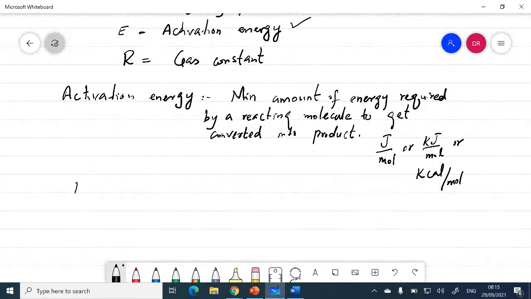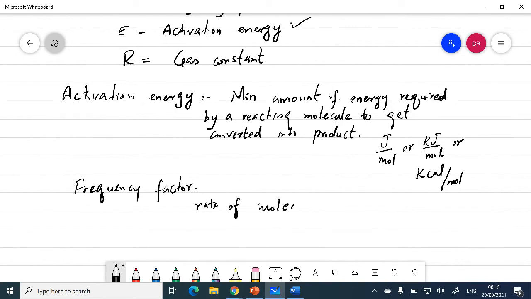Okay, so let's see what the frequency factor is. The frequency factor is the rate of molecular collisions that occur in a chemical reaction. So this is the rate of molecular collision that occurs in a reaction.